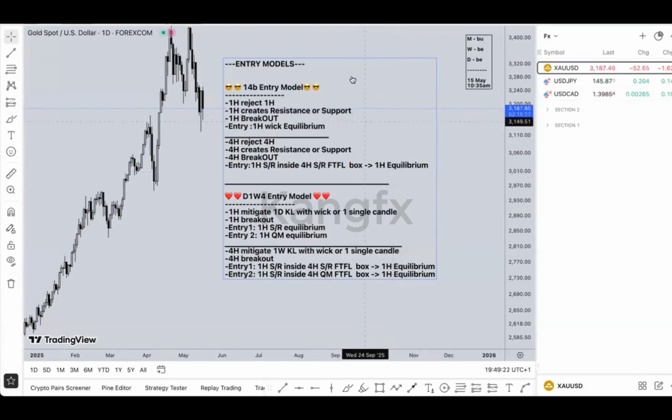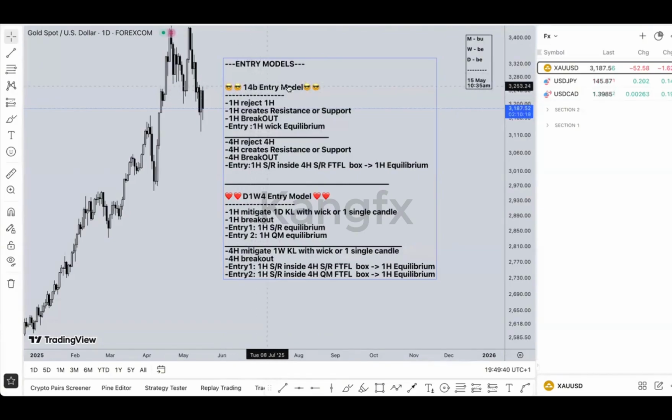We have different entry models, and the first one we learned was entry model one, which was named the 14B entry model. The 14B there means 1 hour, 4 hour breakout. That's why it's called 14B. Yeah, I gave it that name.